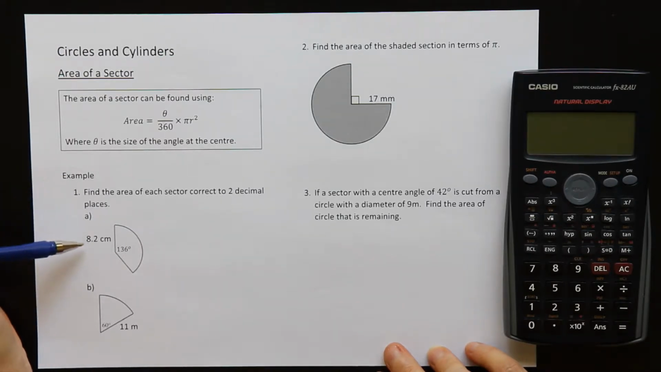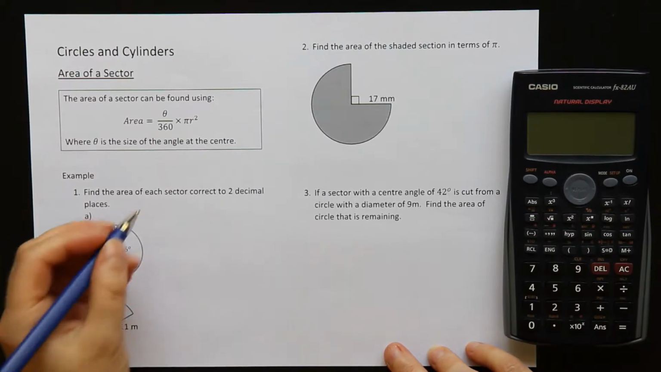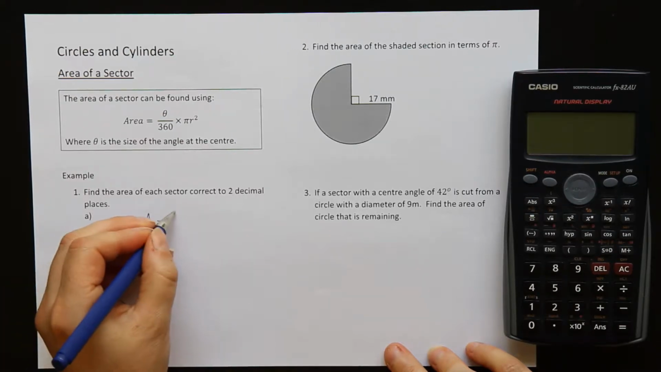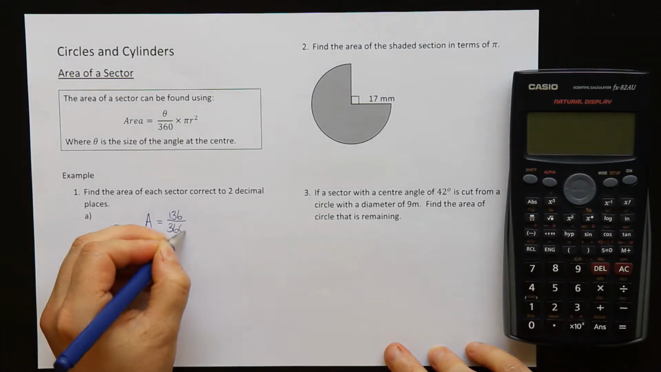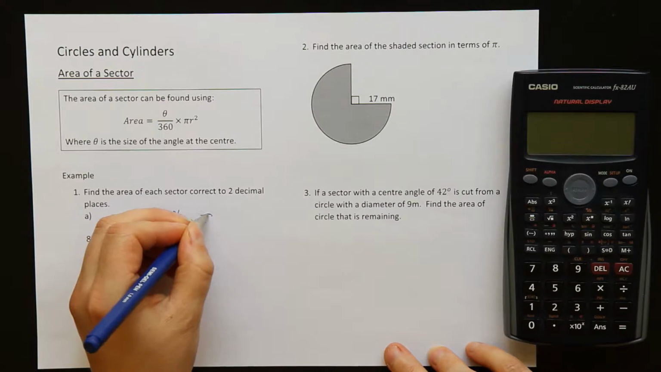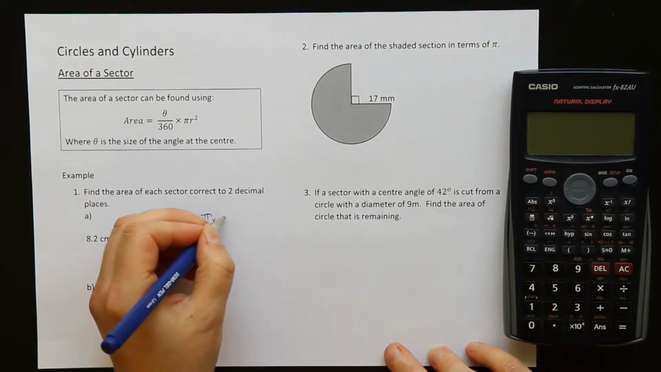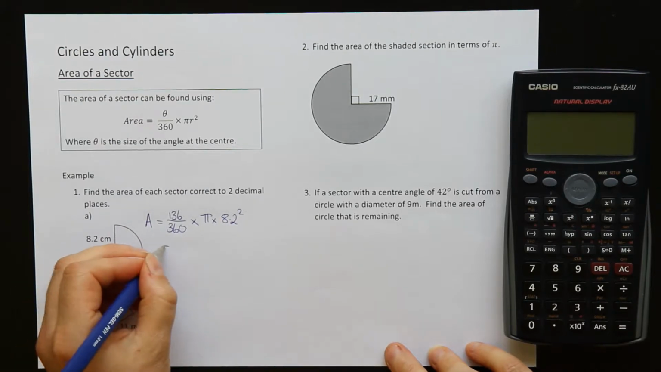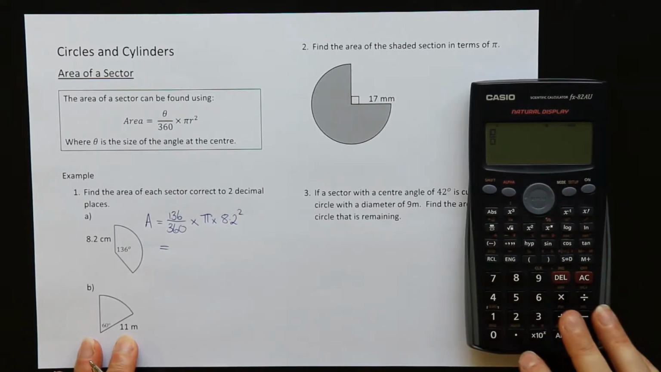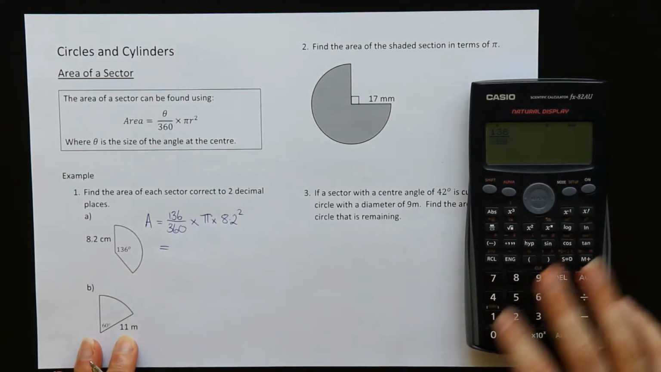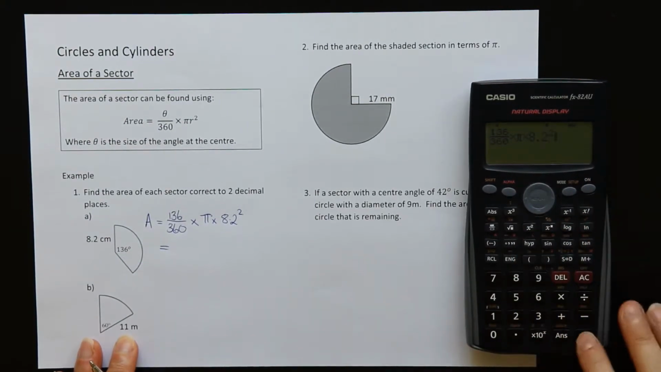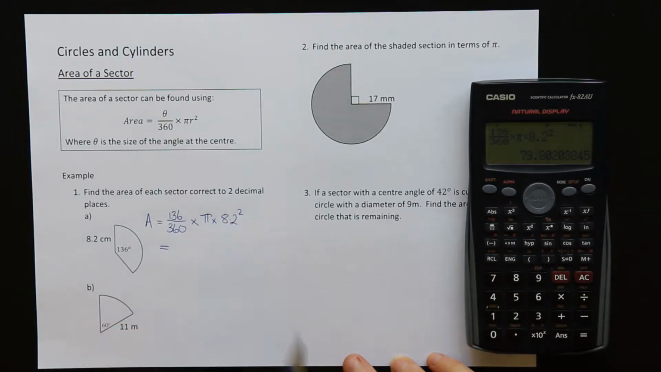Okay, so if I want to find the area of this sector, all I have to do is take the angle that I've been given, the 136, put it over 360 degrees, and times by pi r squared. Pi times by the radius, which is 8.2 squared. Okay, that's equal to, let's find out, 136 over 360 times by pi times 8.2 squared. And we're asked to do this to two decimal places.